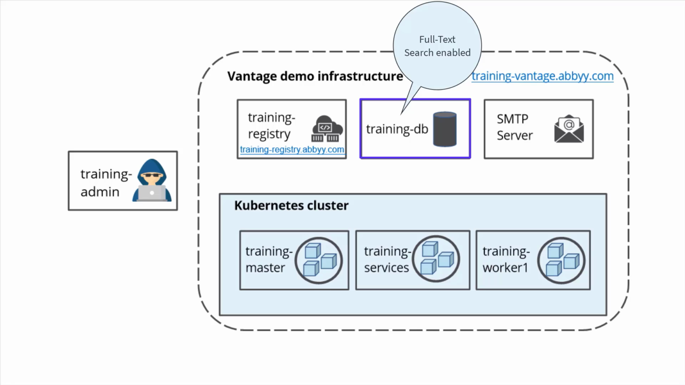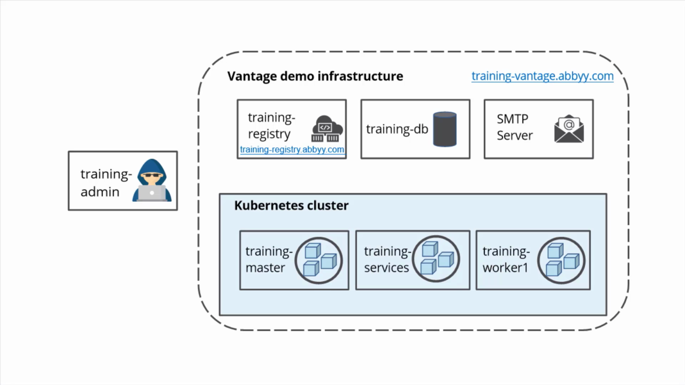You can find all the requirements for Vantage deployment in the System Administrator's Guide. We will refer to this guide a lot during this demo to get the code samples for our demo deployment. Okay, the next prepared VM in our training environment is called training-registry. On this VM, we installed a Harbor container registry.